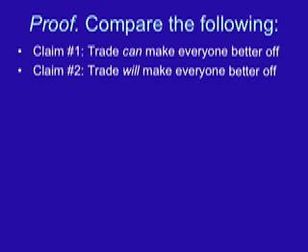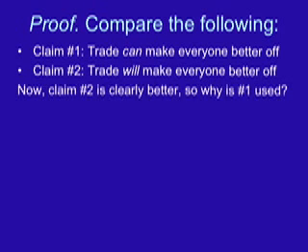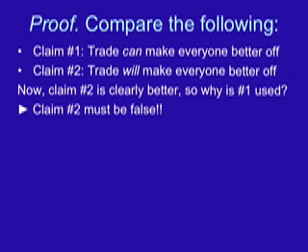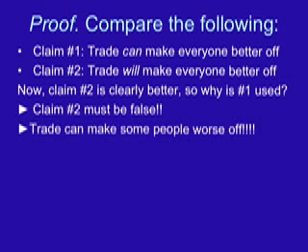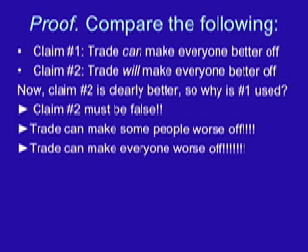If you had to choose between those, it's no contest, right? Claim number 2 is better. But Mankiw uses claim number 1. And there's only one explanation. Claim number 2 has to be wrong. In other words, trade can make some people worse off, and it's just a hop, skip, and a jump from there to trade can make everyone worse off.